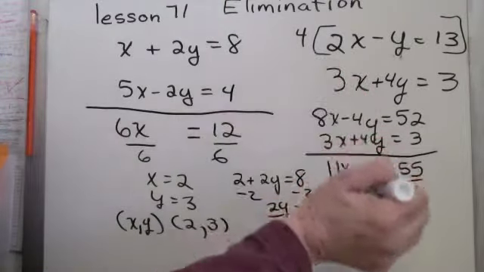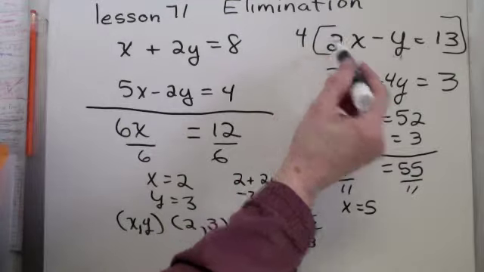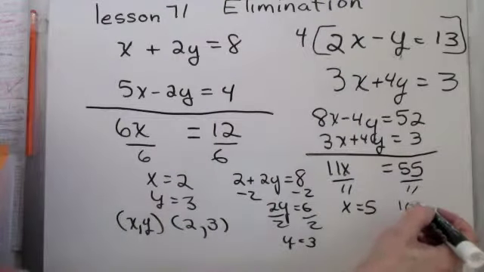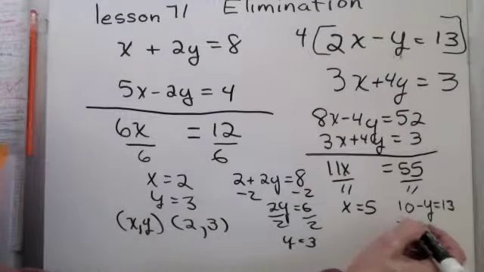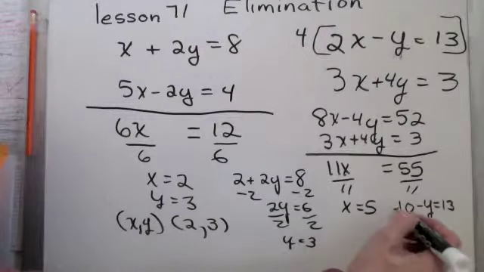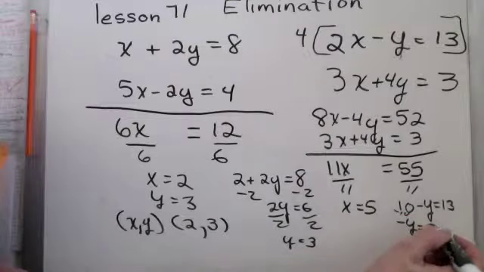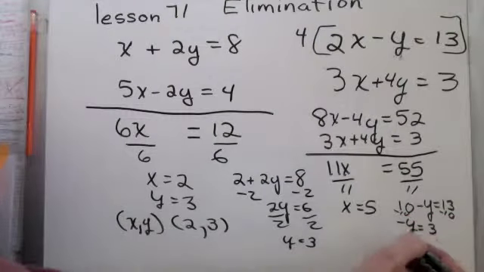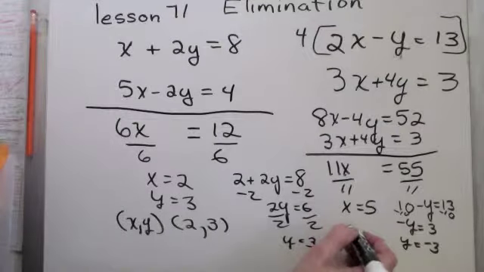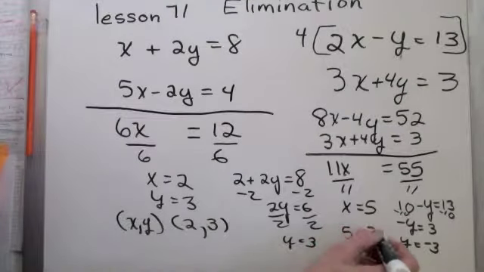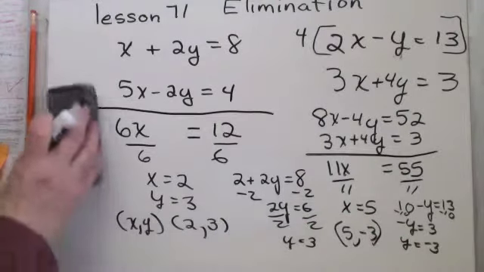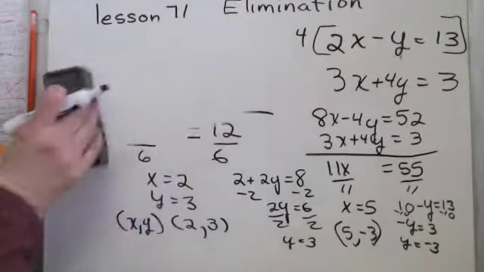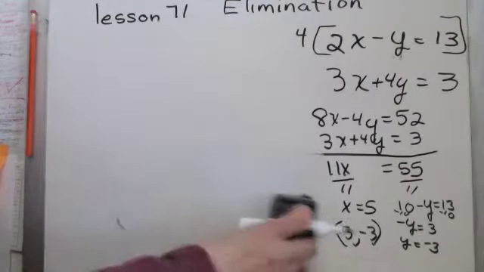Let's go up here. X is 5, so 2 times 5 is 10, so that's 10 minus y equals 13. Minus y equals, let's subtract 10, equals 3. So y equals minus 3. So the ordered pair for this is (5, -3). All right, I'm going to clear my board and do one more example of elimination for you.